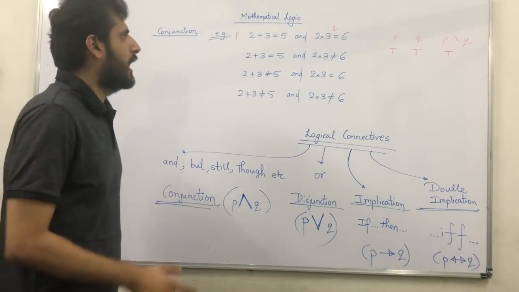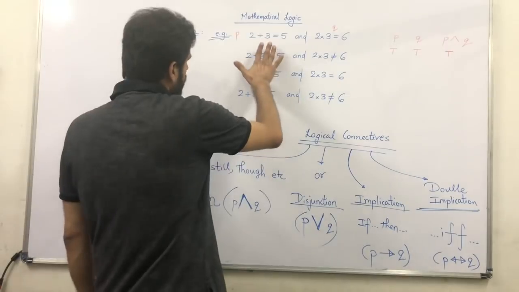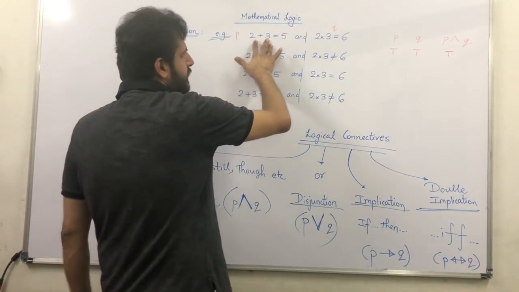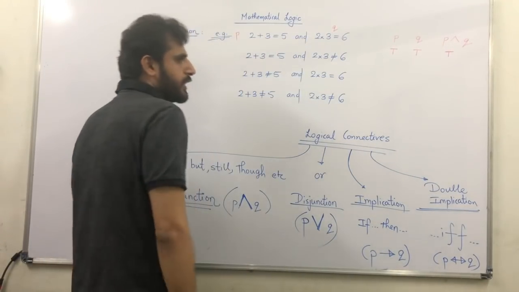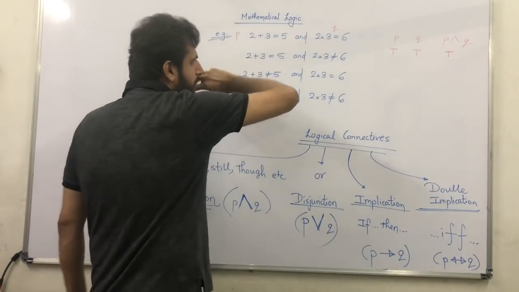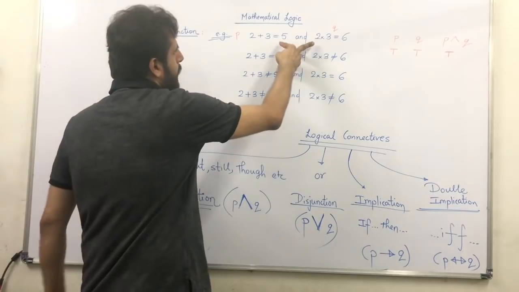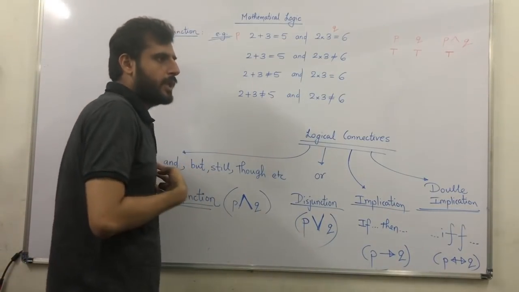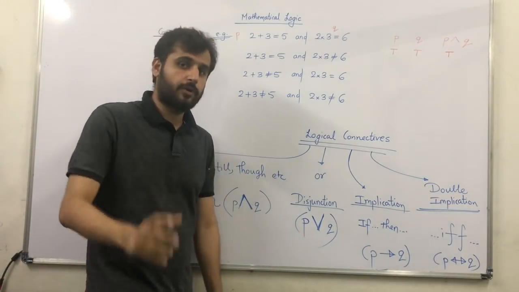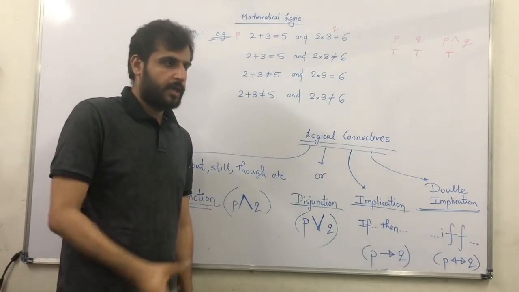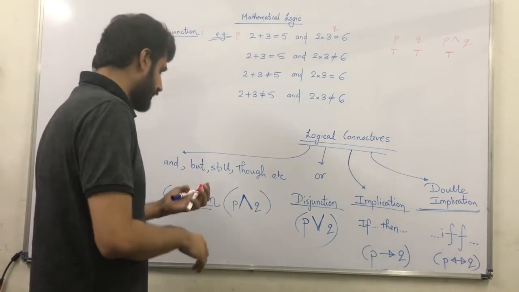Okay, how does it work? See, in this I have said 2 plus 3 is 5 and at the same time 2 into 3 is 6. When I say "and", it is a compulsion. It becomes compulsory that both pieces of information provided by me are true, for the statement to be true. See, in the next example you will understand better how it goes.